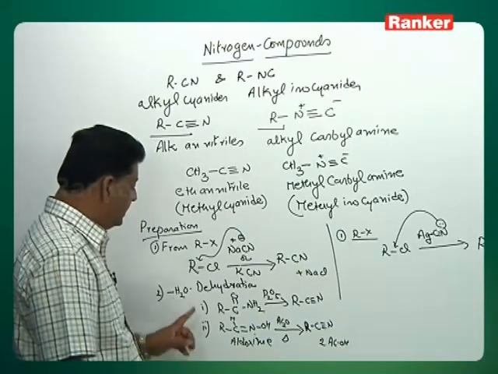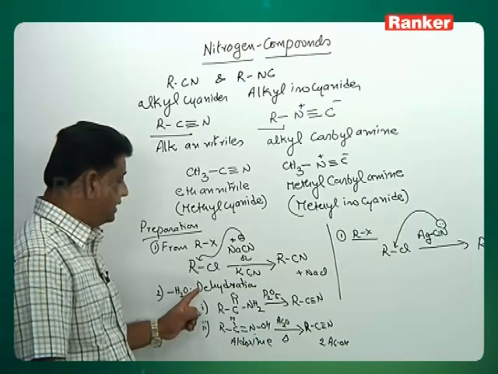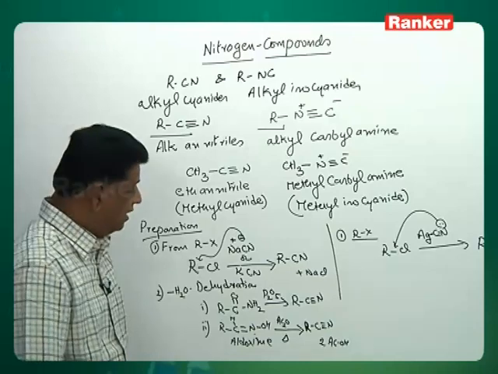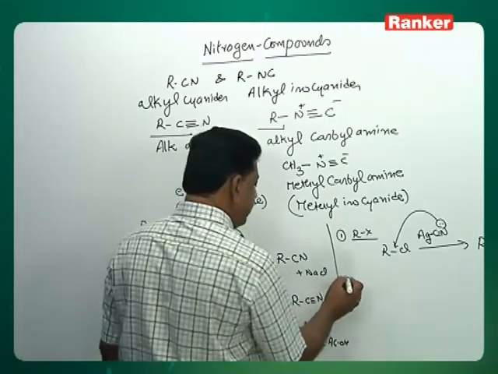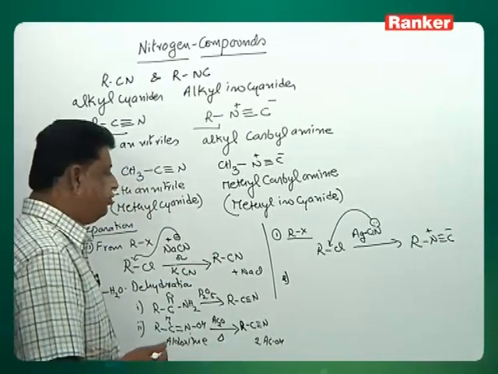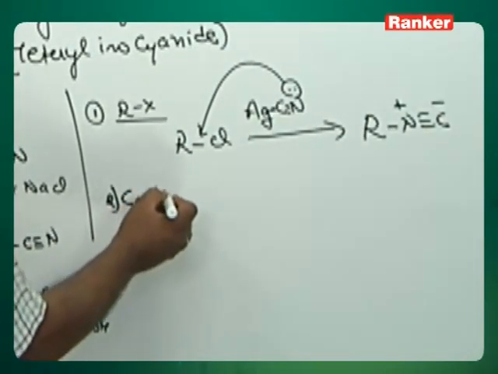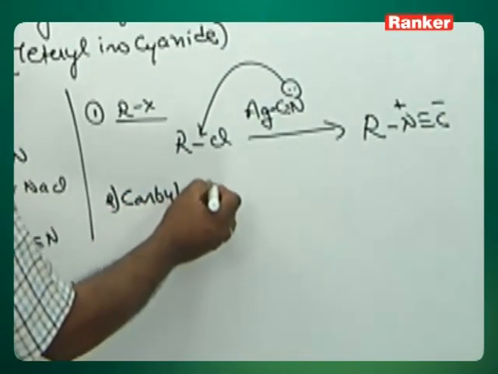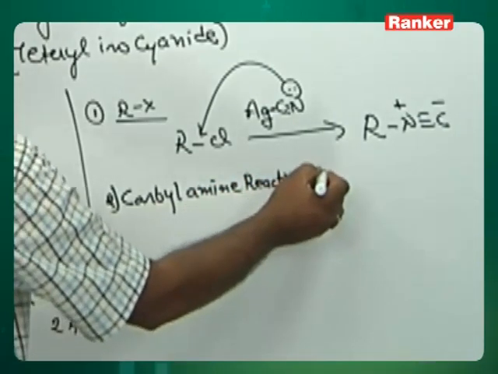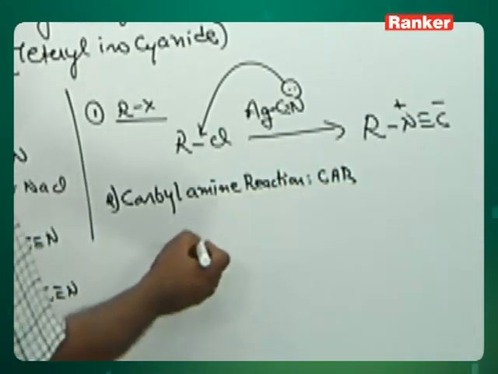This is the second method. The method is based on the removal of water, that is known as dehydration. From the molecule H2O is detached, so the corresponding cyanides are formed. In the other case, isocyanides also can be prepared by using one name reaction called the carbylamine reaction, popularly known as the carbylamine reaction.